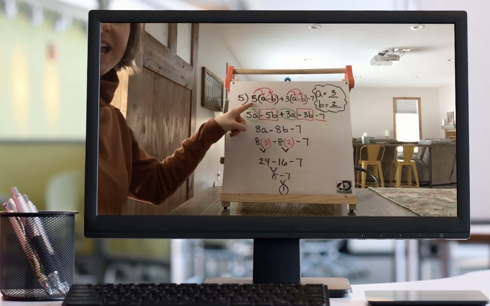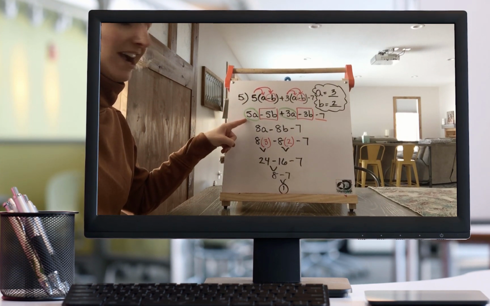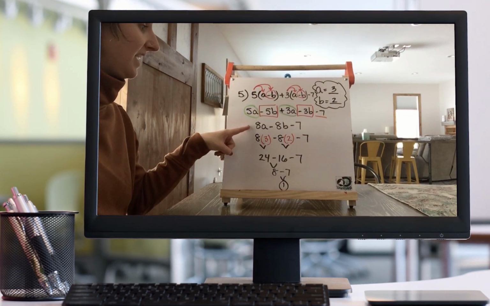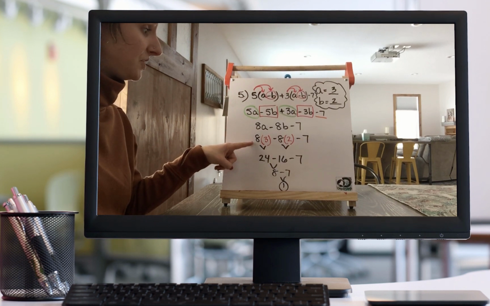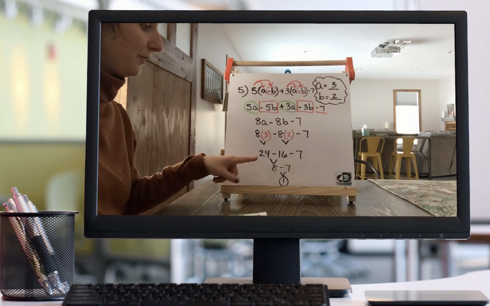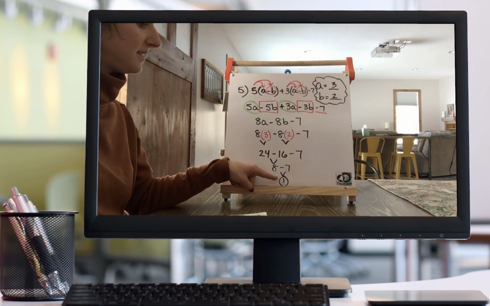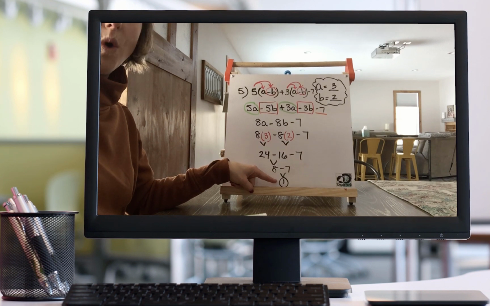Here I went ahead and used the distributive property. Here I combined my like terms. Here then I substituted my values for my variables in, and then I applied my order of operations to get a simplified evaluation of 1.